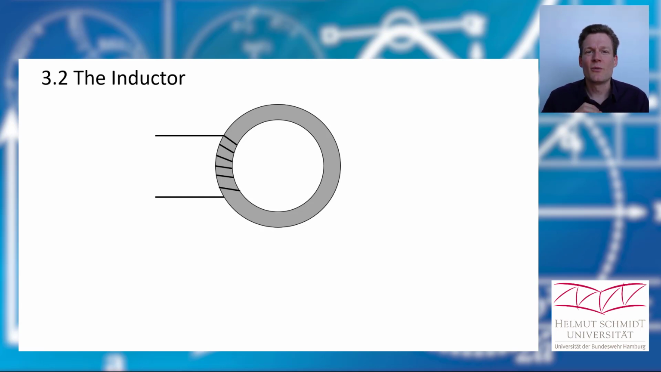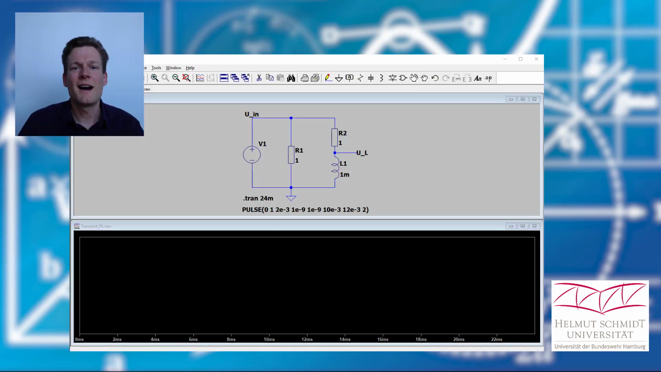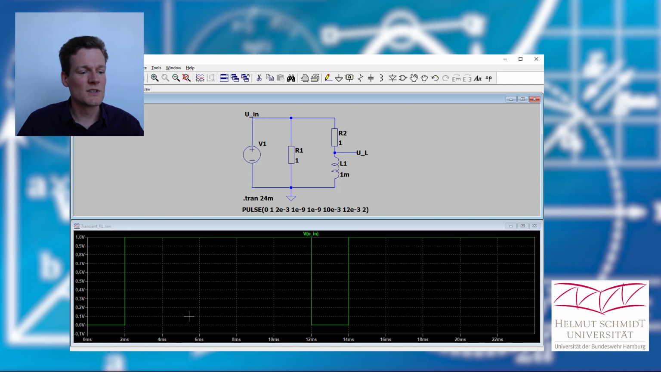Let's begin with a simulation again. I built a small circuit in my simulation program. We have here 2 resistors and an inductor. And here is a DC voltage source, but this voltage will be switched on and off. You see here the voltage is 0 for 2 milliseconds and then it increases to 1 volt, and after 10 milliseconds it's switched off again for 2 milliseconds.